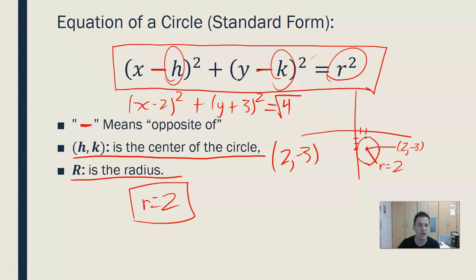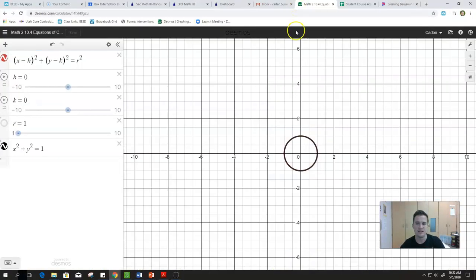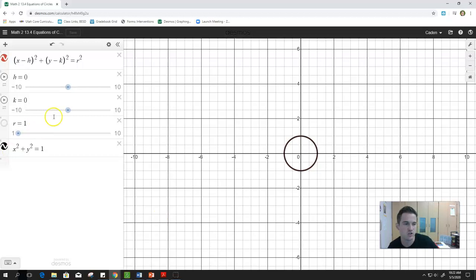So that's the equation of a circle in standard form. Real quickly, I want to show you something. I've pulled up a little Desmos applet, and feel free to pull up Desmos and experiment with this on your own.